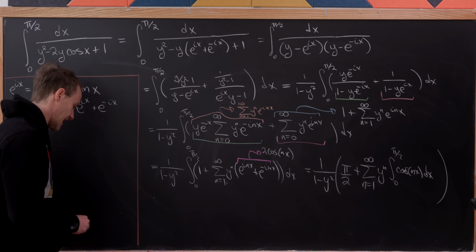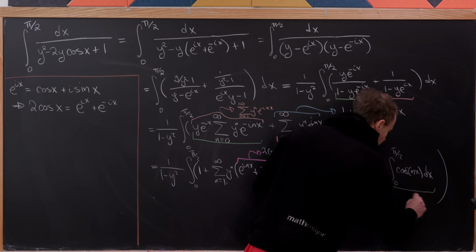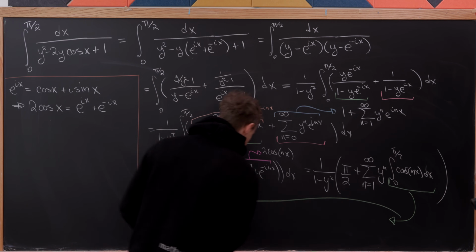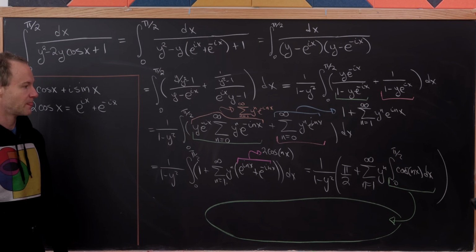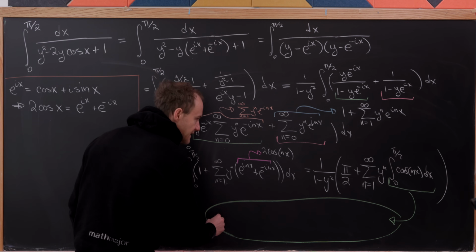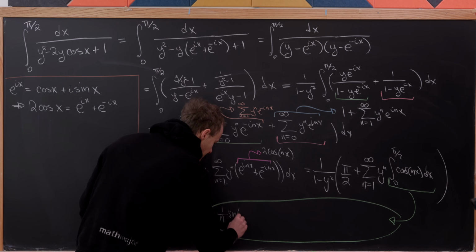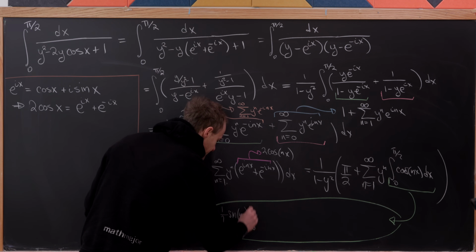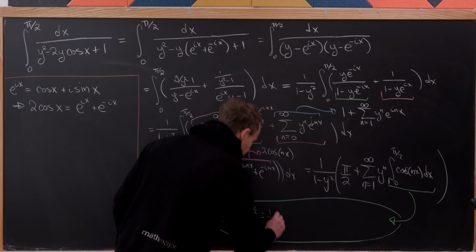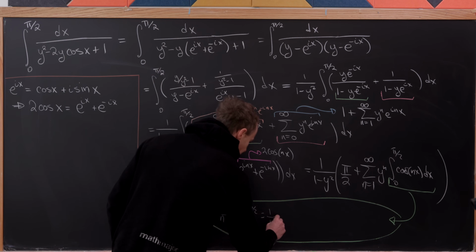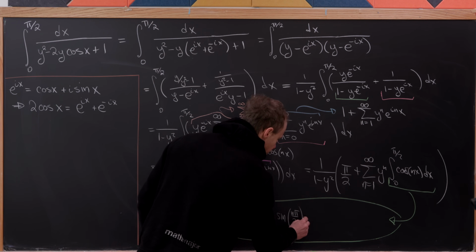Now we will take this integral term here and see if we can do any simplification to it. And in fact, we can. So that's going to turn into 1 over n times sine of nx, where I evaluate that from 0 to pi halves. But that's pretty clearly going to give me 1 over n times sine of n pi over 2.